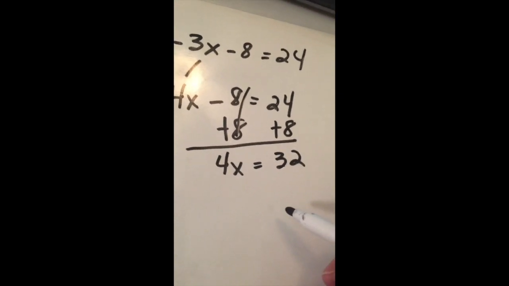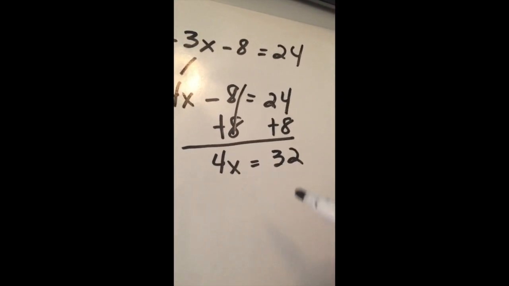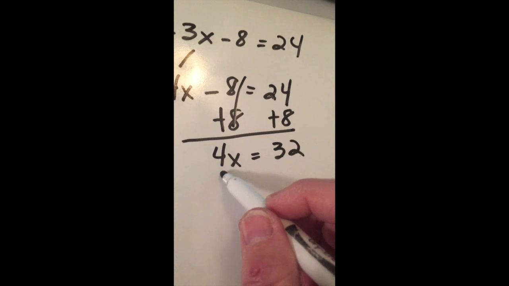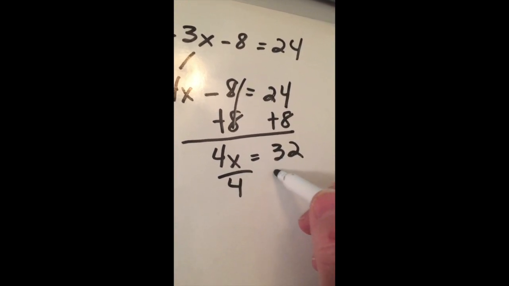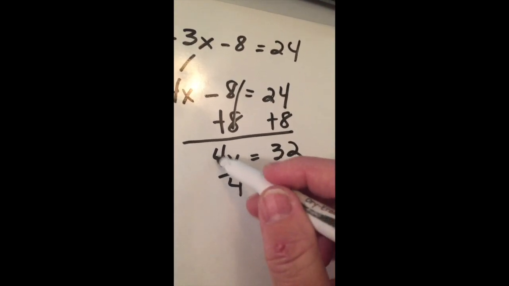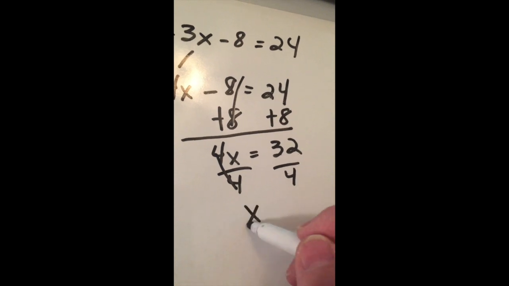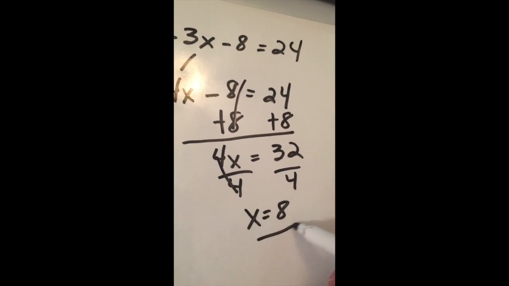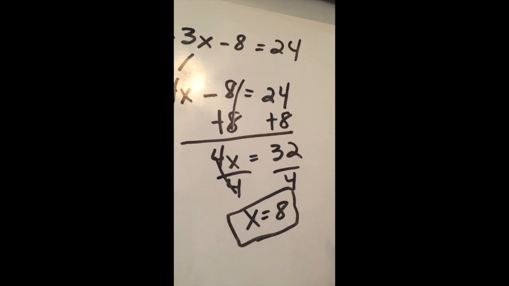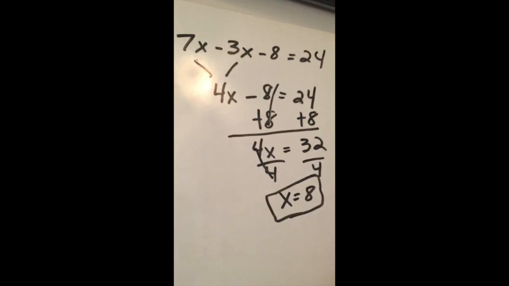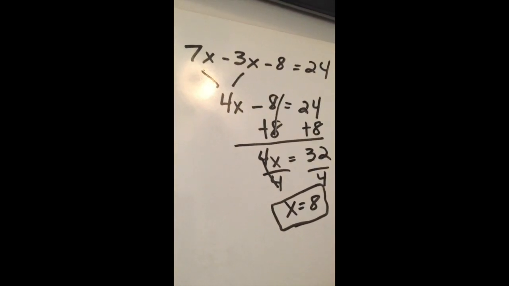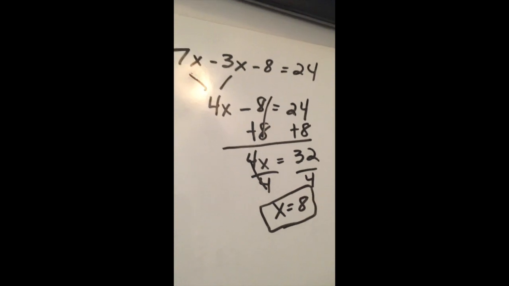Okay, so now we have a one-step equation. We want to do the opposite, so we're going to divide both sides by 4. That cancels. So now we have x equals 8. Double check the work you did on that one. Okay, and then we'll do number 4 together.